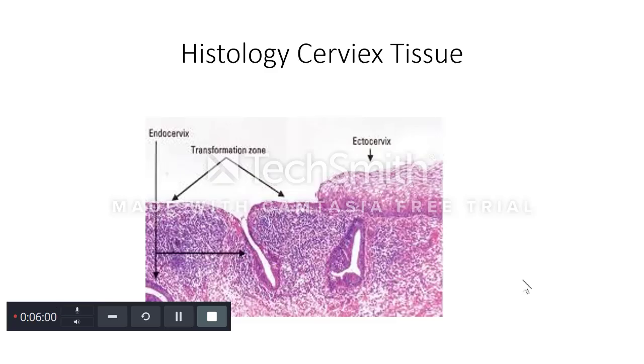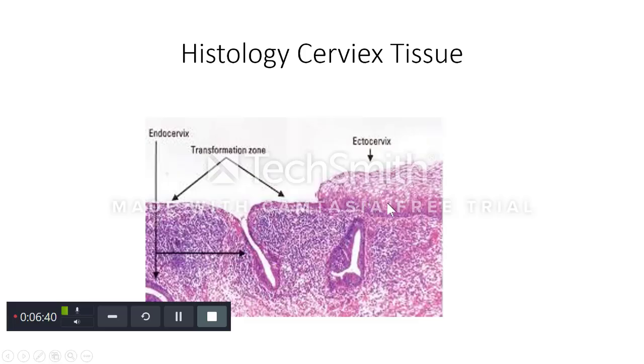Histology of cervix tissue. For cervix tissue, you can use the lens and observe the tissue. Cervix tissue is divided into two parts: one, endocervix; two, exocervix. The endocervix consists of mucosa. The mucosa consists of simple columnar cells and glands. What is the name of these glands? Nabothian glands, okay? This gland is similar to the uterine gland, okay? And it is supported by lamina propria.